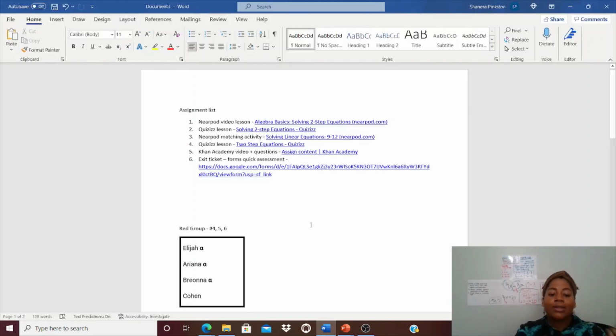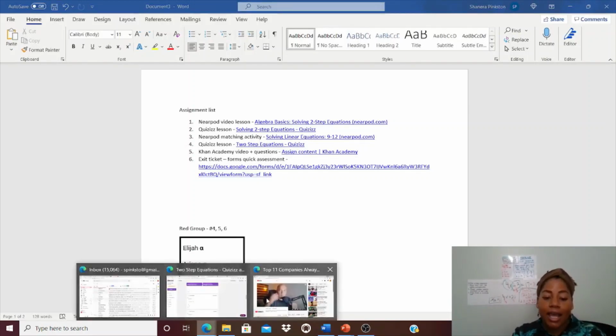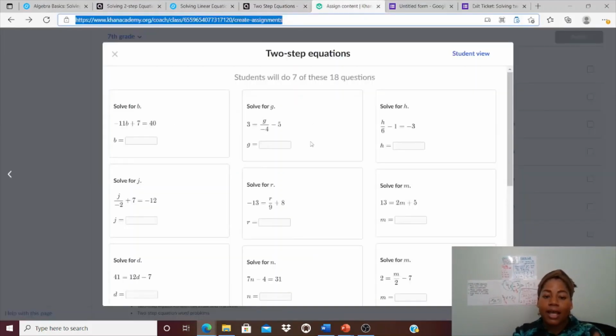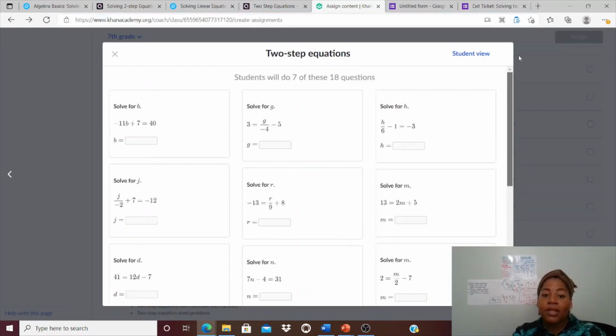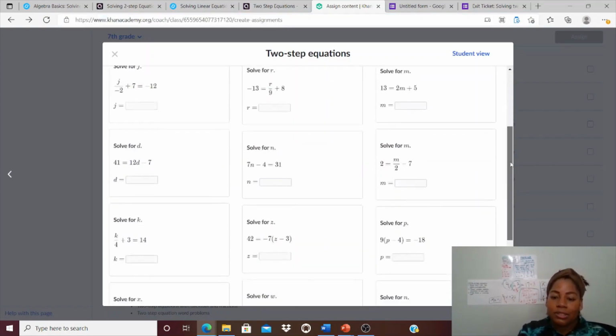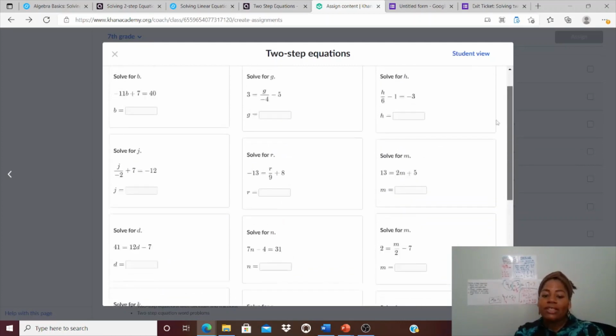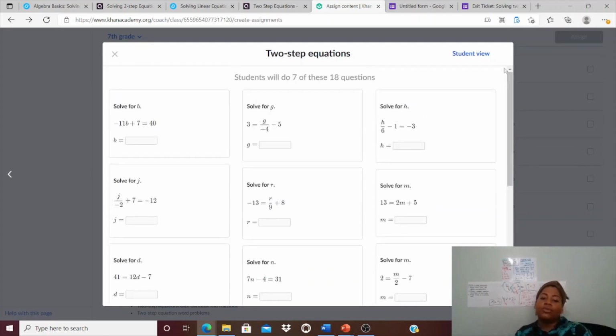That's 4. Now lesson 5 is a Khan Academy assignment. This is going to be a video. First it is going to show them a video, a reminder of how to solve two-step equations, and then it is going to take them to some practice problems. Students will do 7 of 18 questions. There's a total of 18 questions, but whenever it's given to them, it will choose 7 questions to actually supply them with.